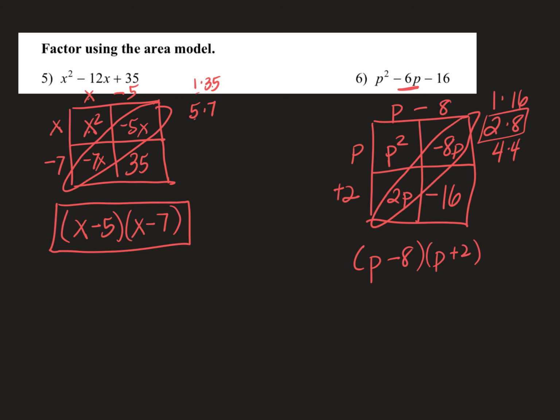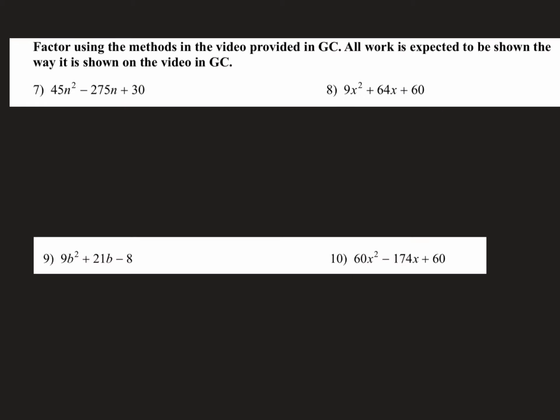So all of that work there should be shown on your paper for extra credit, and then it should also be shown on your paper in which I will be grading. Next, for the next problem. Factor using the method shown in Google Classroom. Okay, so that means we're going to factor by grouping.